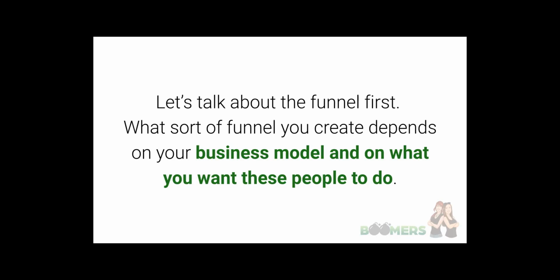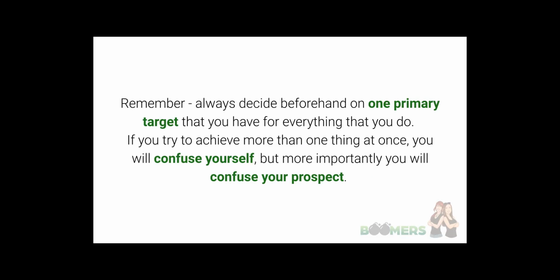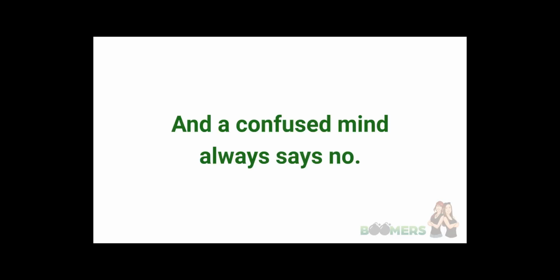But remember, you always have to decide beforehand on one primary target that you have for everything that you do. If you try to achieve more than one thing at once, you'll confuse yourself. But more importantly, you're going to confuse your prospect. It's kind of like you're diluting what you're doing. And I have a saying that I heard, which I think is Dan Kennedy, might have been somebody else, but he said a confused mind always says no. So if you're confusing your prospect by giving them too many options of what you want to actually do, they're just going to get confused, and it's uncomfortable for them, and they're just going to go away. They're not going to do anything that you want them to do.